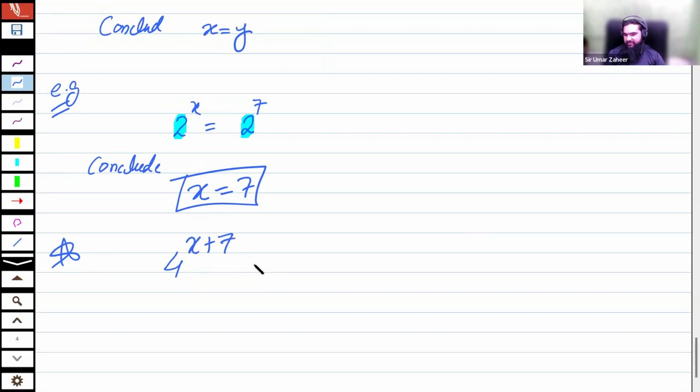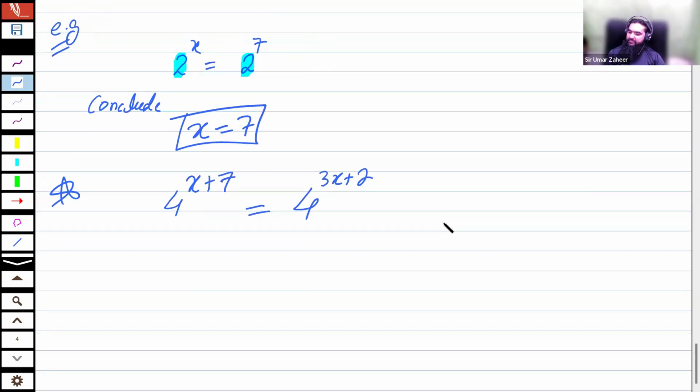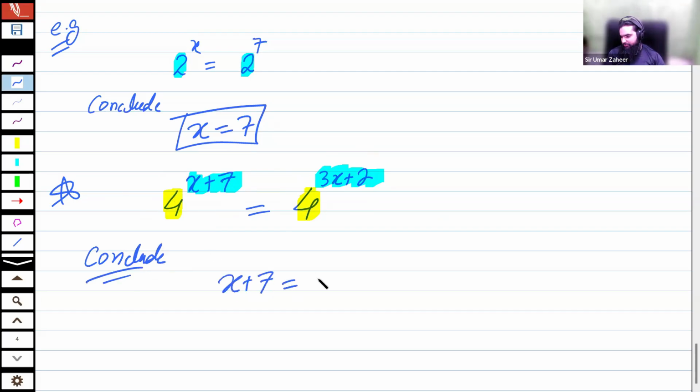All right. In the same way, for example, you have any other question, like 4 raised to power x plus 7 is equal to 4 raised to power 3x plus 2. Look here, you have one value 4 raised to power x plus 7. There is another value 4 raised to power 3x plus 2. The two values are equal, having the same base. So we can conclude that their powers are going to be equal as well. So we will conclude that x plus 7 will be equal to 3x plus 2.